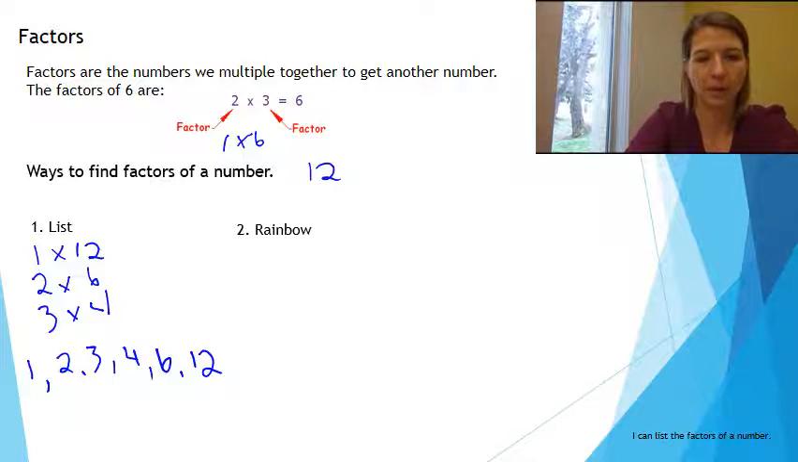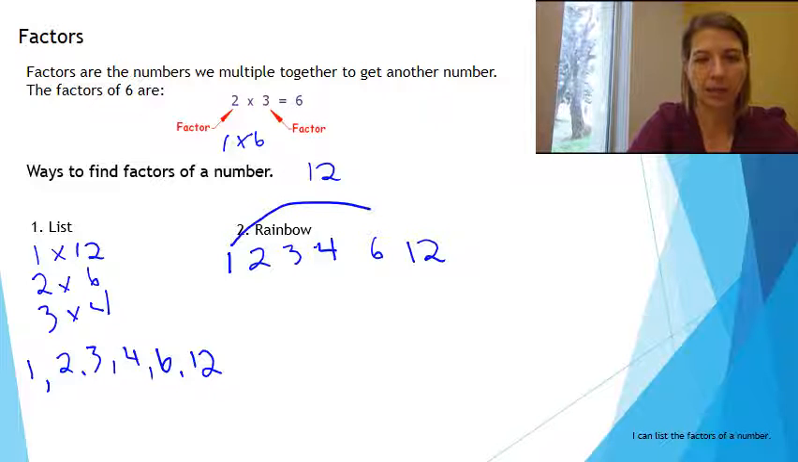We can also make a rainbow. So I start with 1 times 12, and then I'm going to think 2 times 6, and 3 times 4. We'll call this a rainbow because the ends times together equals 12, 2 times 6 equals 12, and 3 times 4 equals 12.